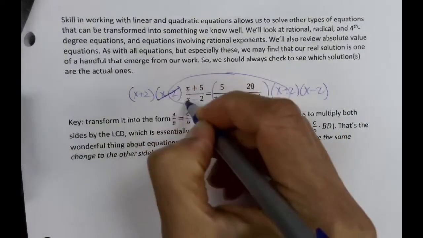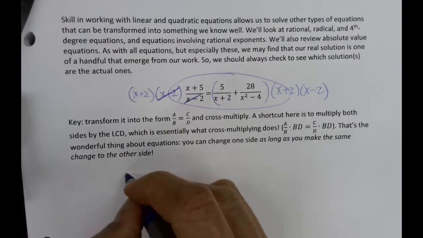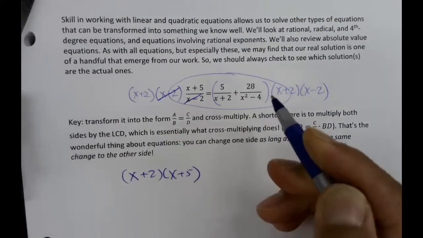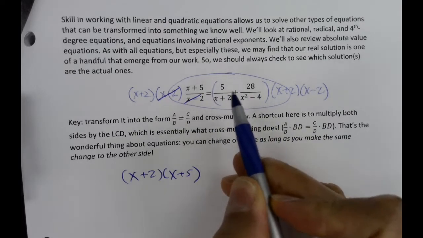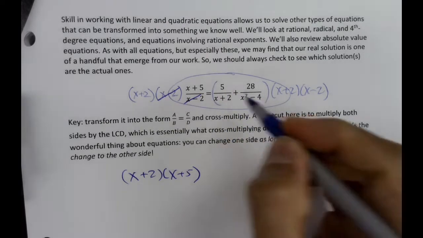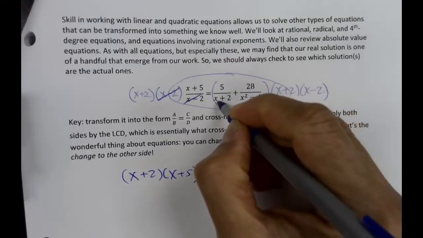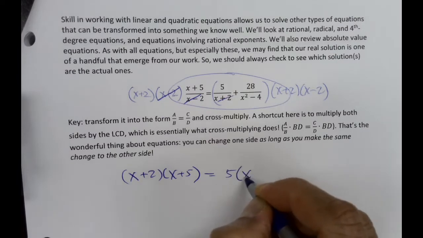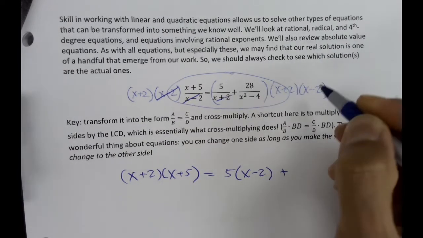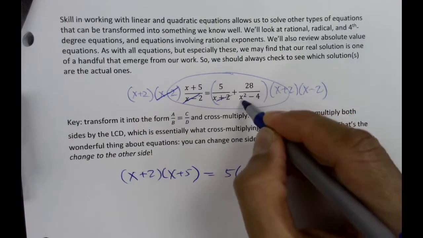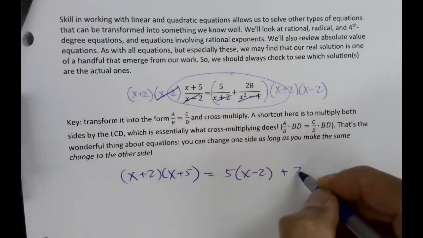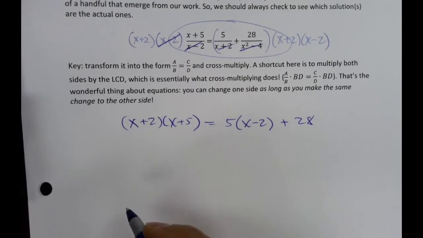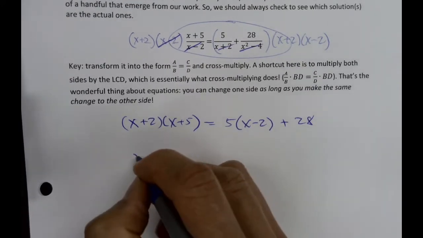So, on this side, x minus 2 cancels out. I've got x plus 2 times x plus 5. Over here, I put parentheses because I have two terms. In the first one, x plus 2 will cancel out, and I'll be left with 5 and x minus 2. Over on this side, both of those will cancel out, and I'll be left with 28. Alrighty. No fractions. Isn't that sweet?